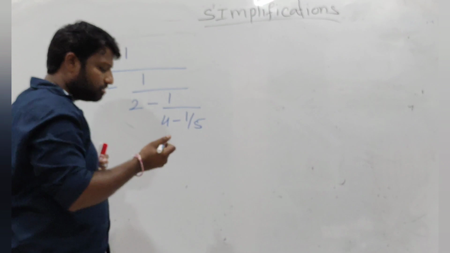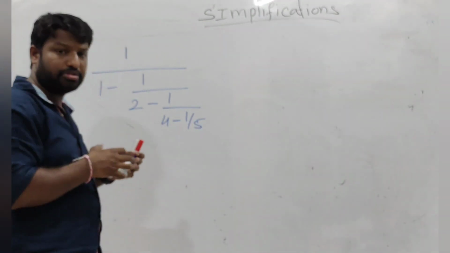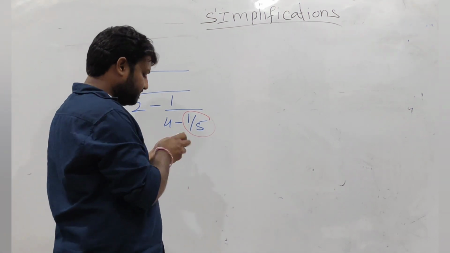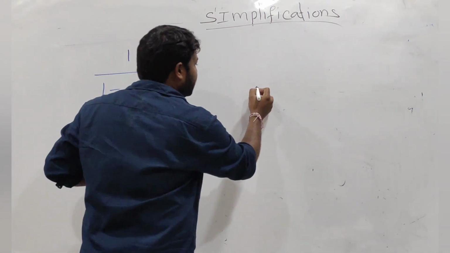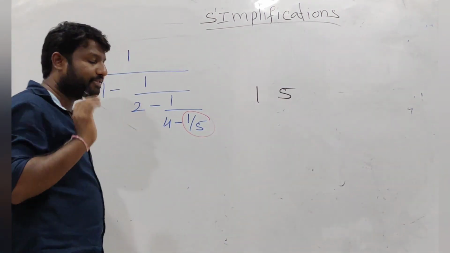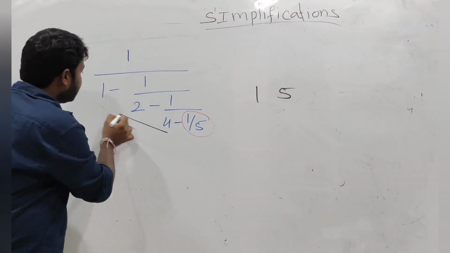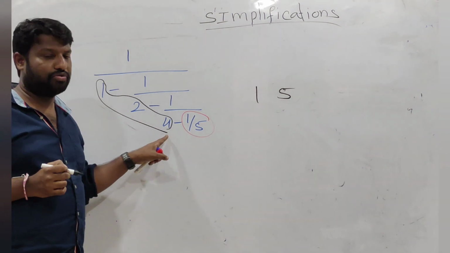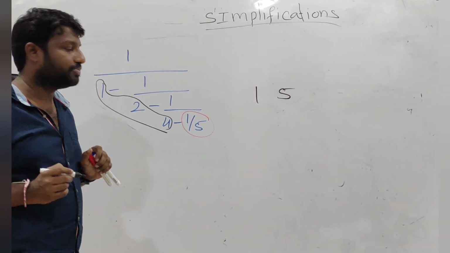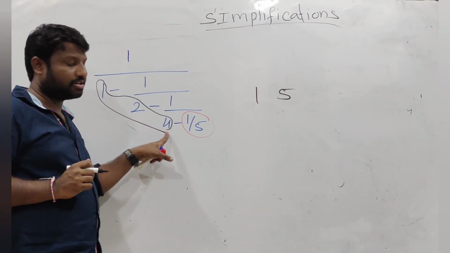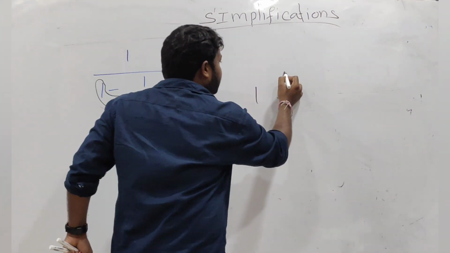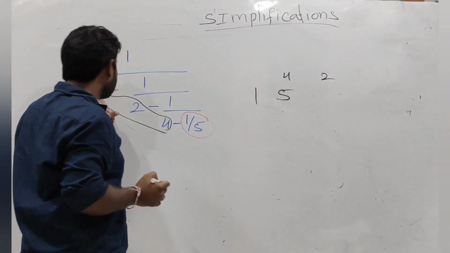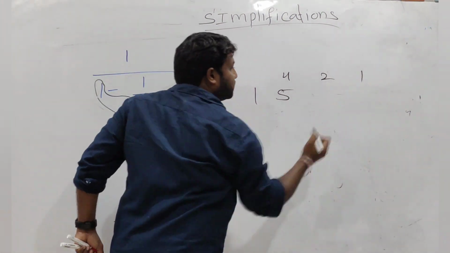Now the method is the same. So you start from here. First you enter the value 1 by 5. So write 1 here, 1 by 5. Next, see these values: 1, 2, 4. I will start from here: 4, 2, 1. So write 4 here. Next 2, write 2 here. And next, 1. So write 1.